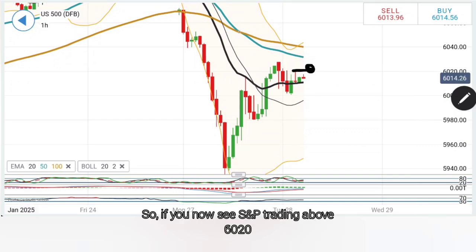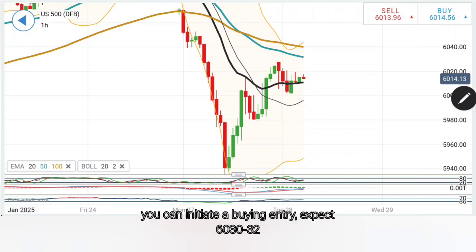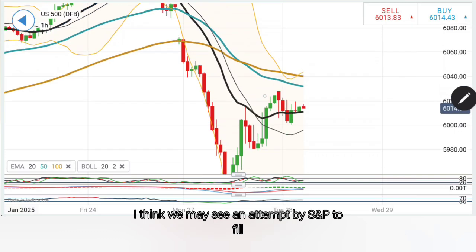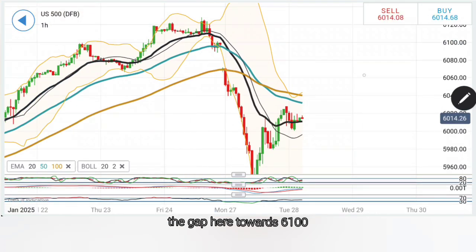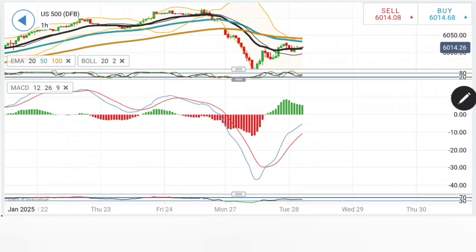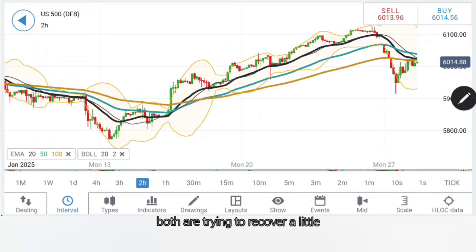So if you now see S&P trading above 6020, the lower price above 6020, you can initiate a buying entry, expect 6030-32 first, target 6040 the next, and then 6050 the third. If 6050-52 is taken, I think we may see an attempt by S&P to fill the gap here towards 6100. Let's watch out more. Right now, the moving averages have crossed over. These are trading with divergence, staying bearish. Stochastic showing an up move. The same with the MACD and RSI, both are trying to recover a little.